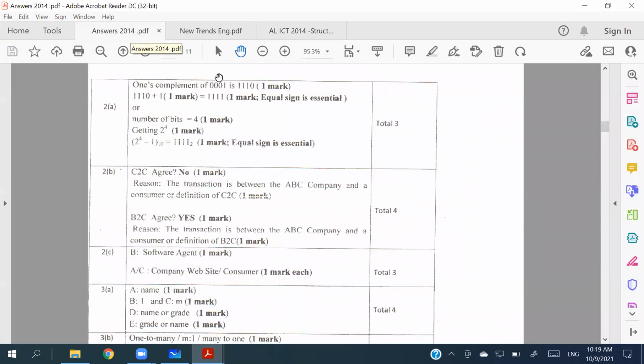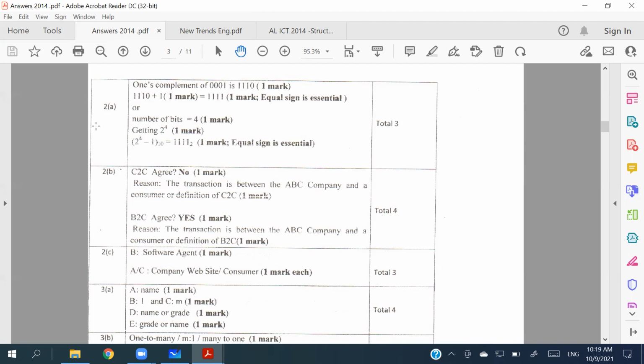So in the second one, they are asking you to prove that the 2's complement of this 0001 is 1110, right? Isn't it? It is, right? So the question says, show the negative of 0001 in binary is 1111 in binary. Note that both numbers are represented in 2's complement form, right?